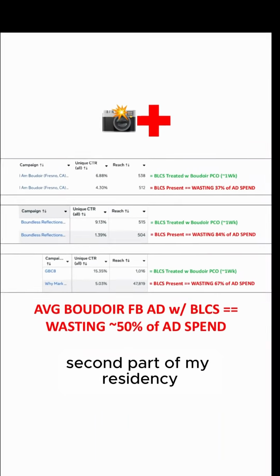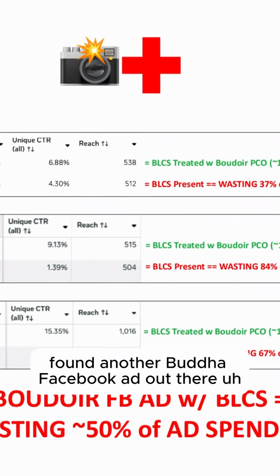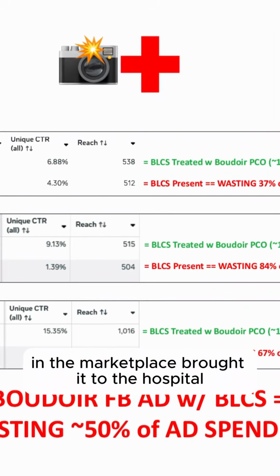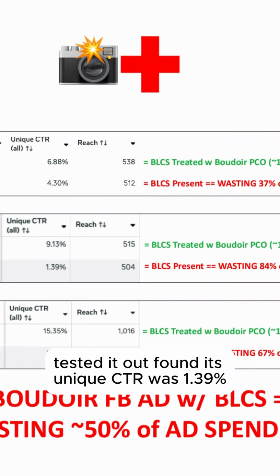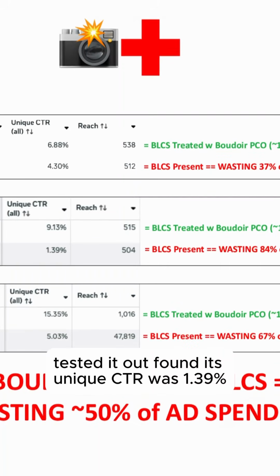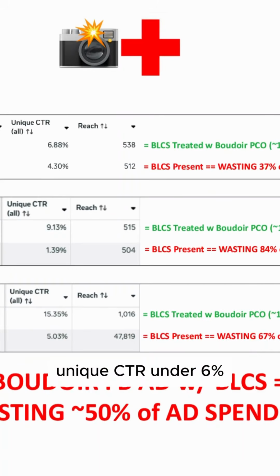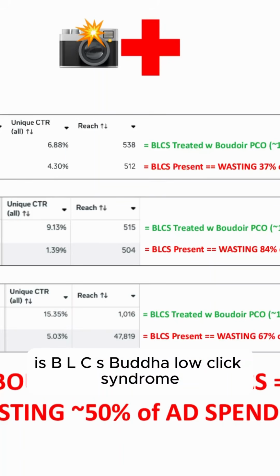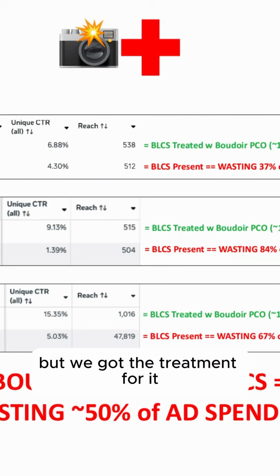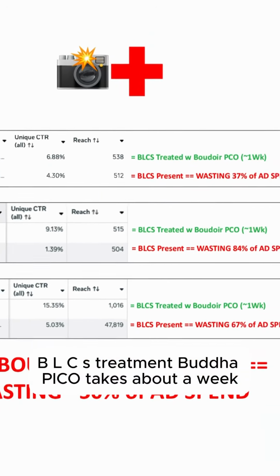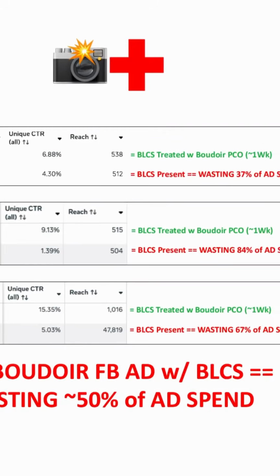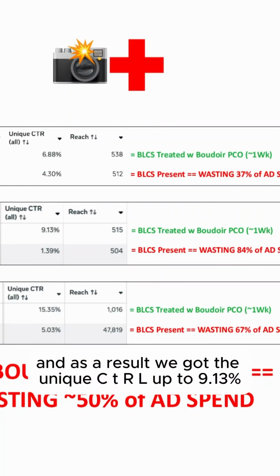All right, second part of my residency: found another Boudoir Facebook ad out there in the marketplace, brought it to the hospital, tested it out, found its unique CTR was 1.39%. So we discovered that BLCS was present. Unique CTR under 6% is BLCS, Boudoir Low-Click Syndrome, but we have the treatment for it. BLCS treatment with Boudoir Pico takes about a week. And as a result, we got the unique CTR up to 9.13%.